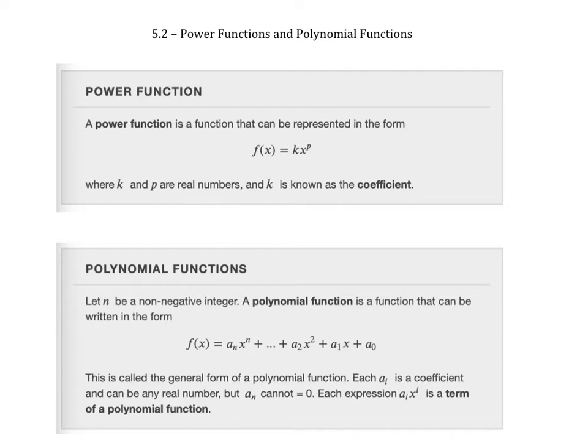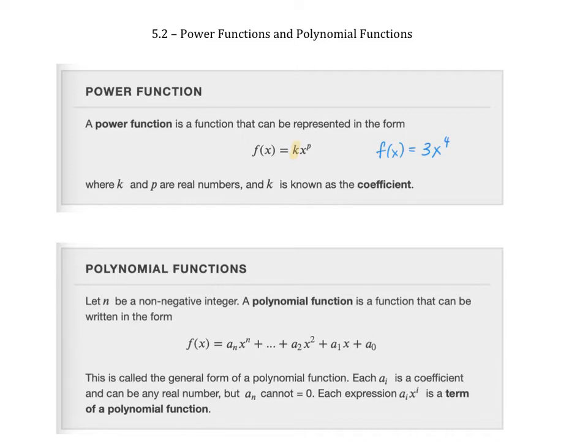So the first thing is the power function. A power function is a function that can be represented in the form f of x equals k times x to the p, where k and p are real numbers and k is known as the coefficient. So the number in front is called the coefficient. An example of this might look like f of x equals 3x to the fourth. Notice the x is the variable and the k and p are numbers, right? They're 3 and 4 in this case, but those are the numbers, the x is the variable.